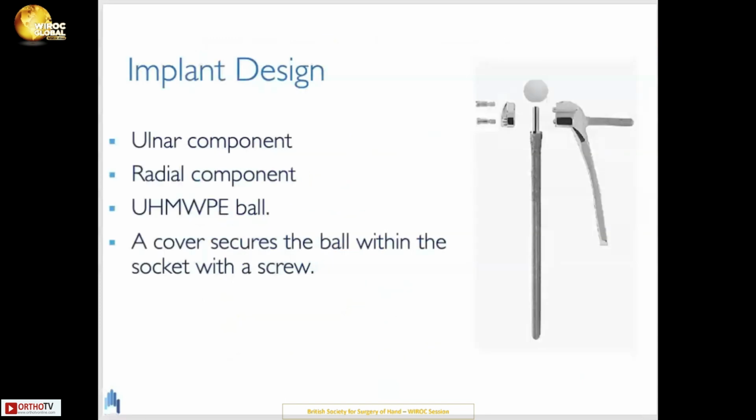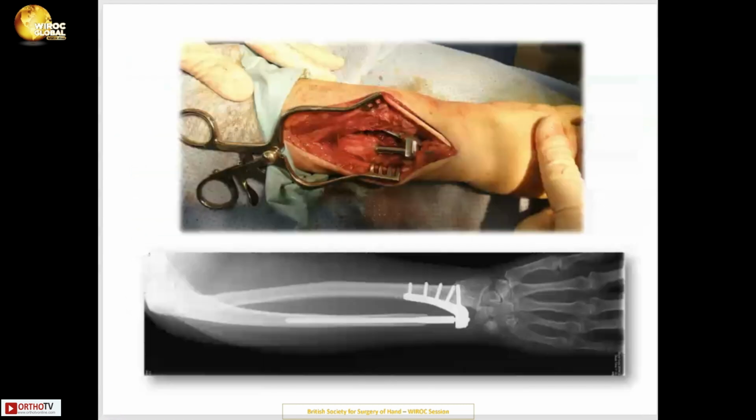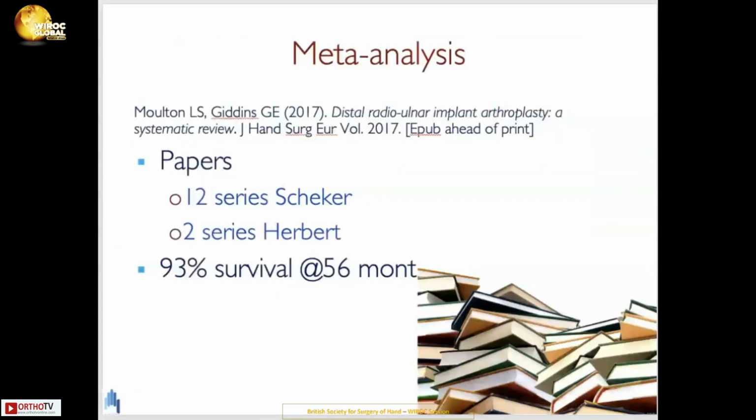So here it is, quite sophisticated, but quite simple in a way. A simple polythene ball that I don't think wears out. A stem that goes up and down because your forearm changes with rotation, and this bolts across the top to stabilize your rotating joint. Here's what I've done here. You can see that there's the implant just before we close up.